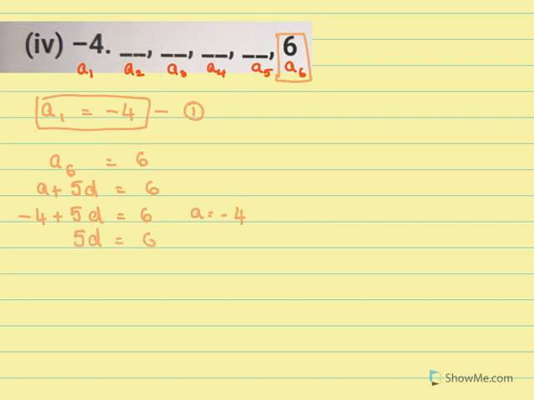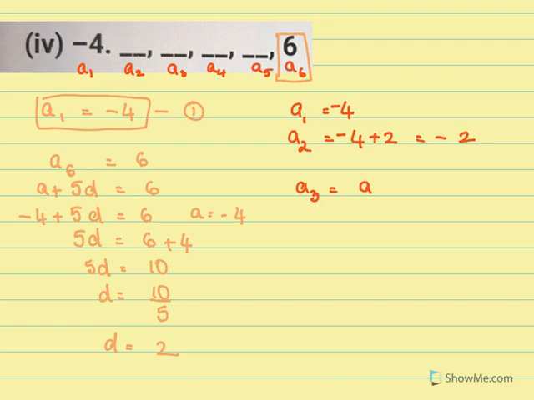So my 5D will be equal to 6 plus 4. 5D equal to 10. D will be 10 by 5. Oh, here I got a little fast, so D will be equal to 2. So my A1 was minus 4. What would be my A2? My A2 will be A1 plus D, and A1 is minus 4, so A2 will be minus 4 plus 2, and that would be minus 2.